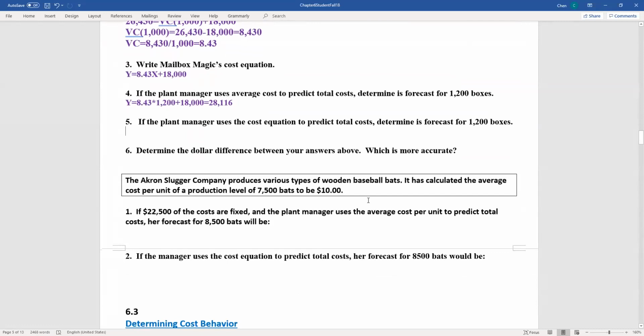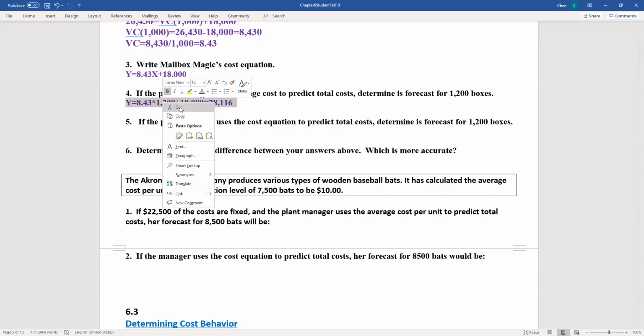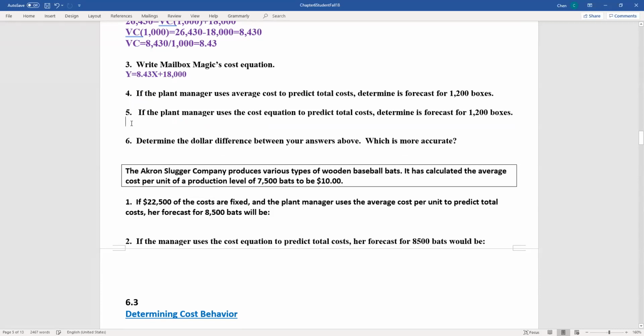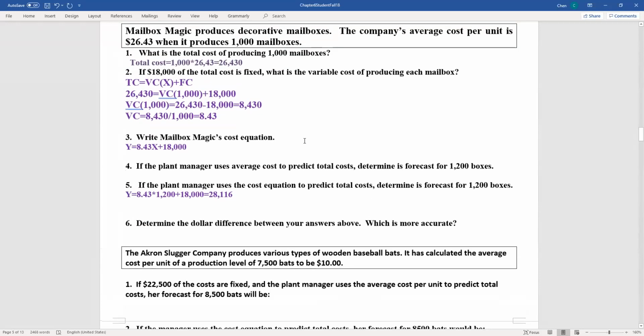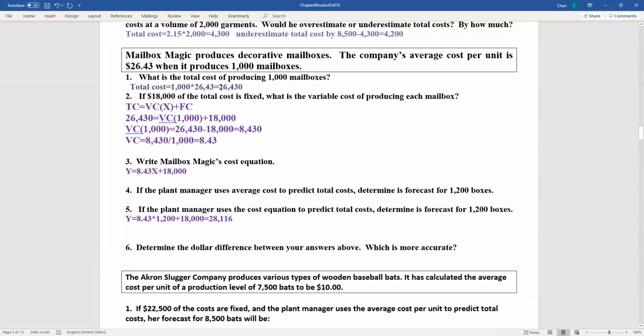So you can do the rest. Let me see. Oh, I'm sorry. I did it wrong. This should be y, because it says the plant manager uses the cost equation. Okay. So 4, if the plant manager uses average cost to predict total cost. What is the average cost? Average cost is 26.43. Okay.